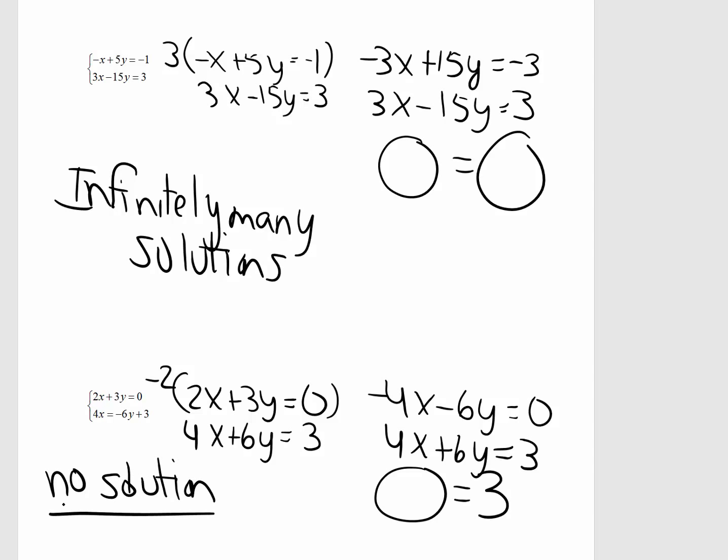And because I have no solution for this, I know that the graph of this would be two parallel lines. The previous example with infinitely many solutions, I know that these two equations would graph to be the same line.